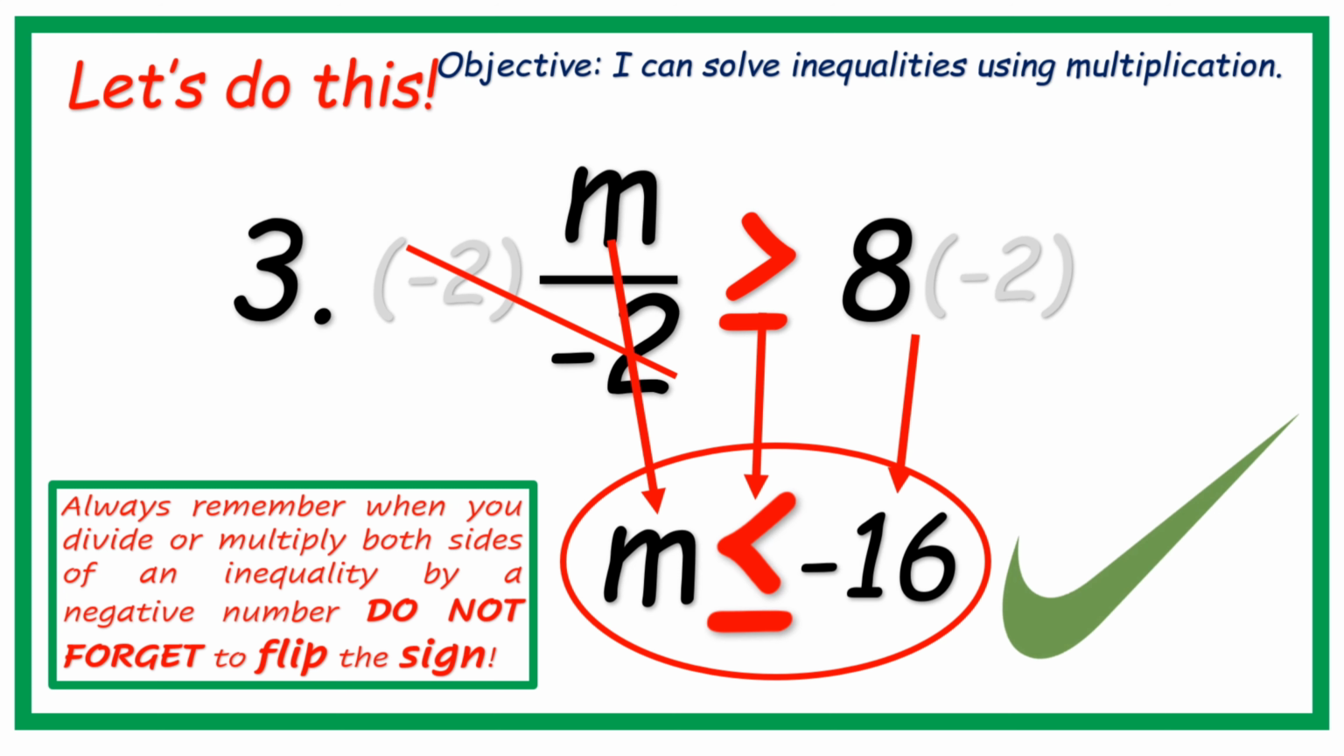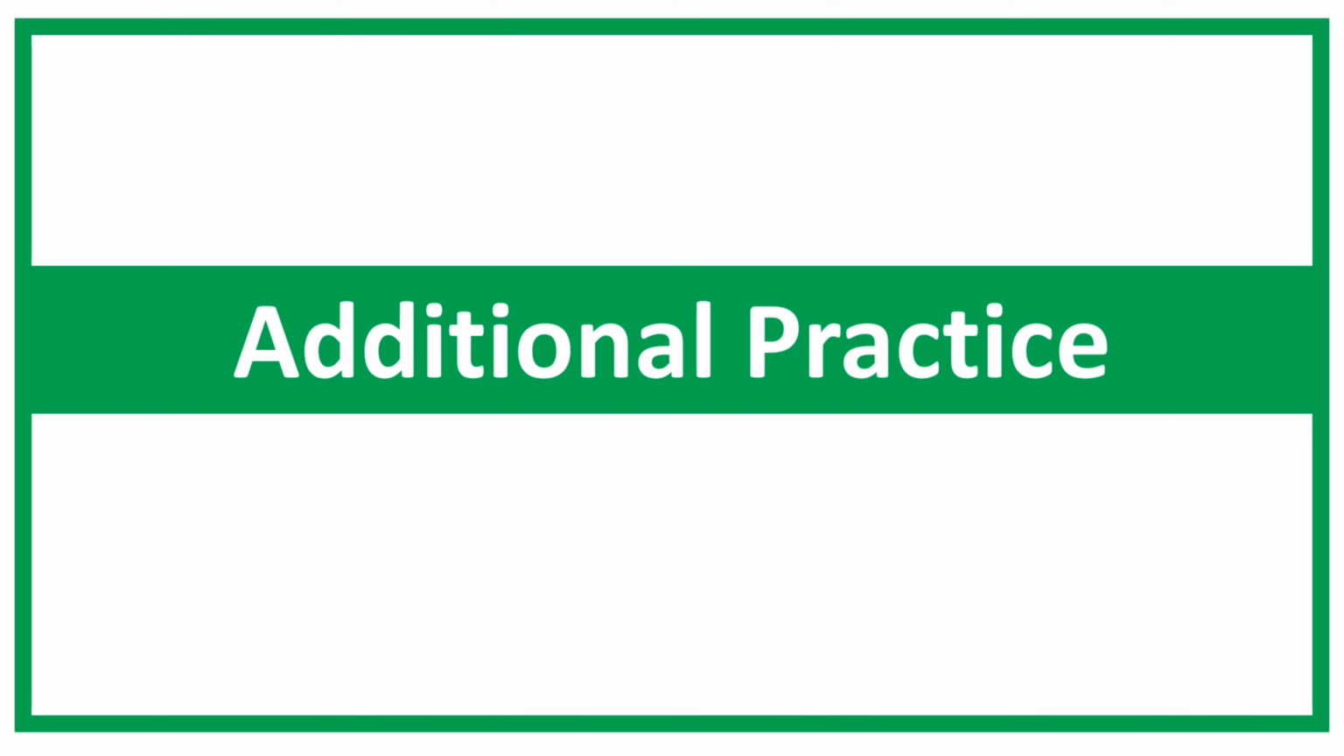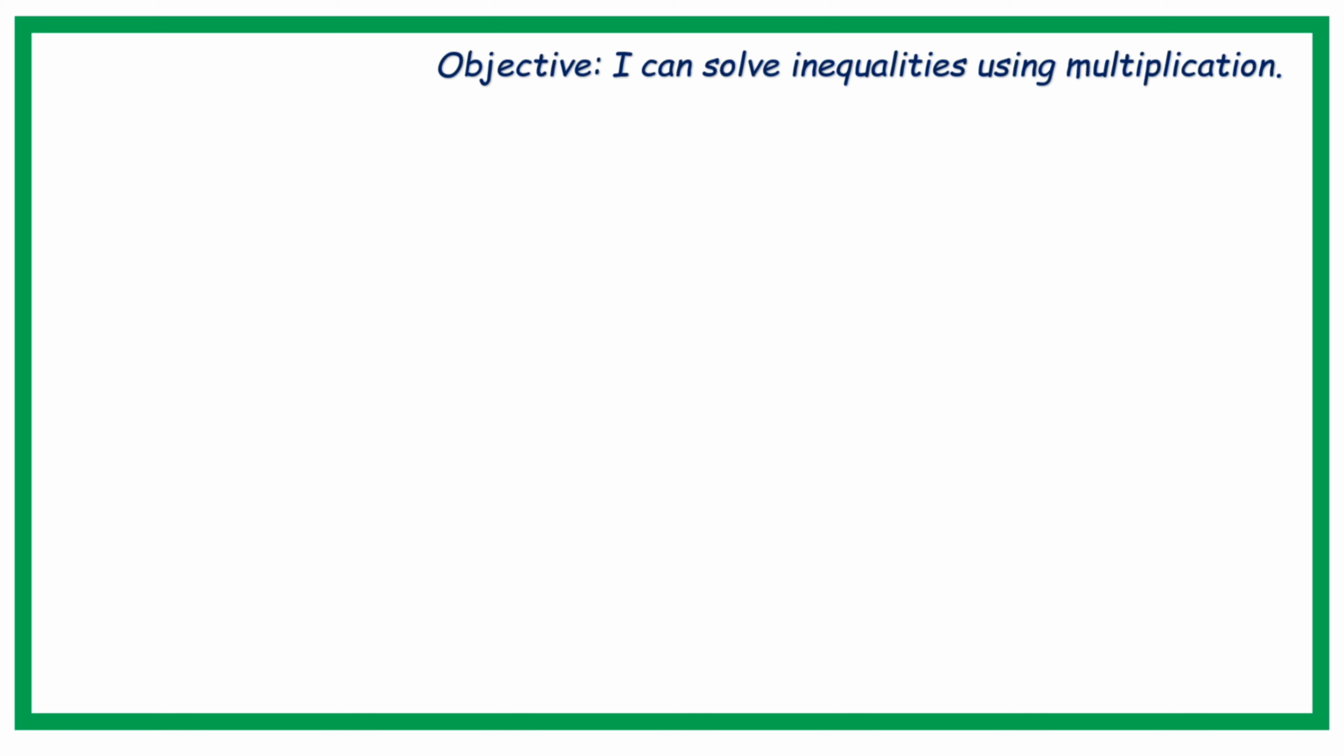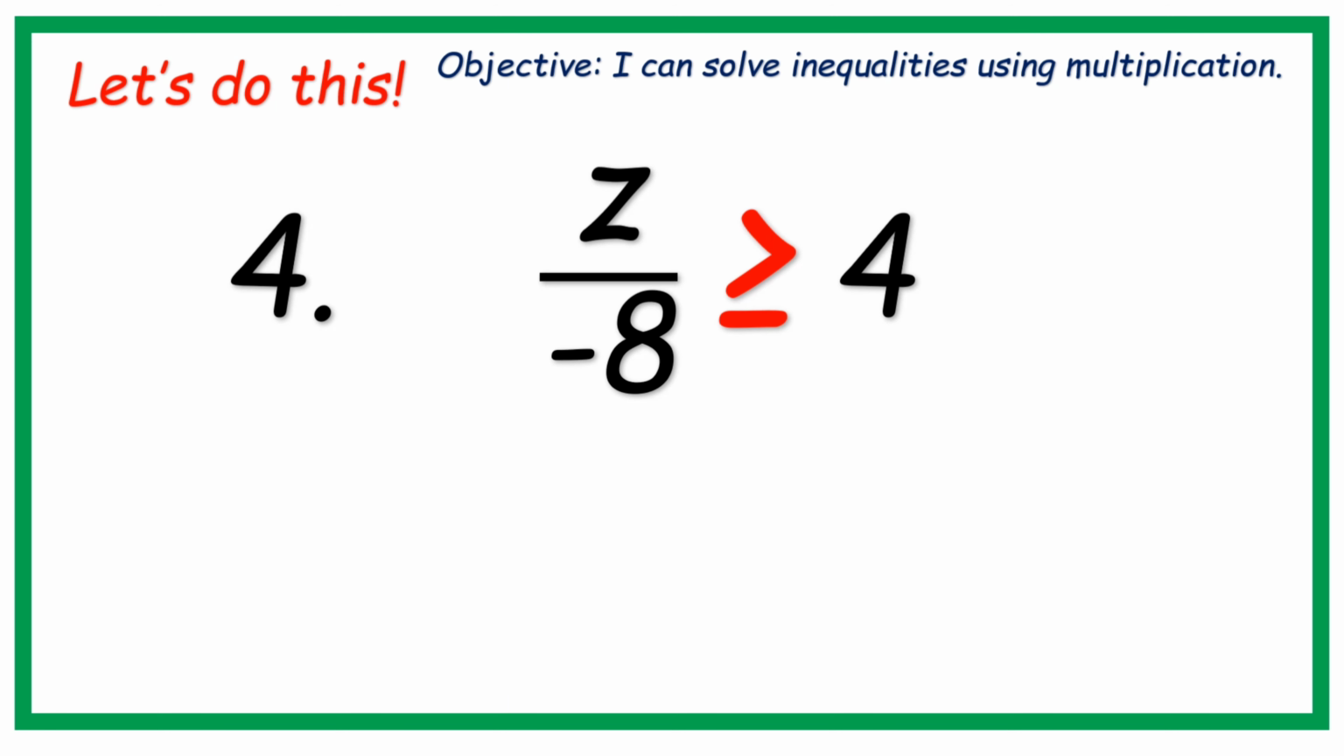You got it. Let's have additional practice. Again, our objective: I can solve inequalities using multiplication. Let's do this. Number 4. Z divided by negative 8 is greater than or equal to 4.